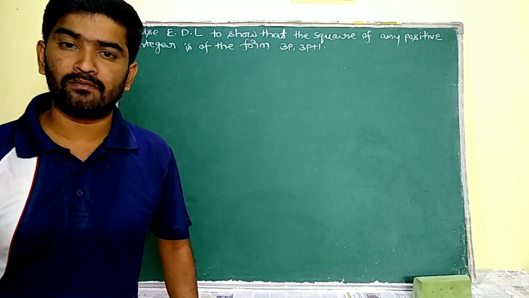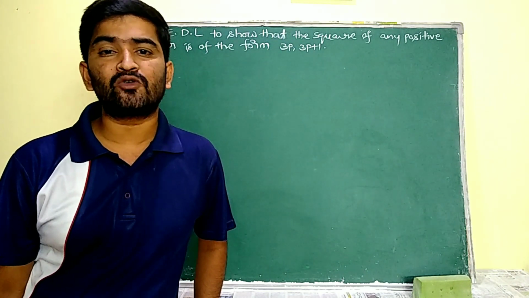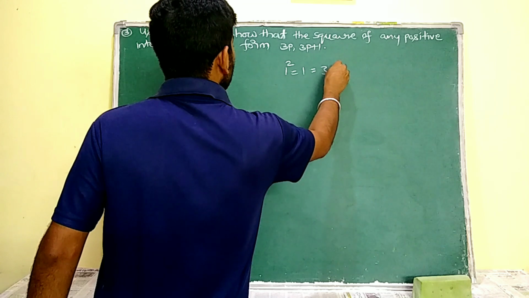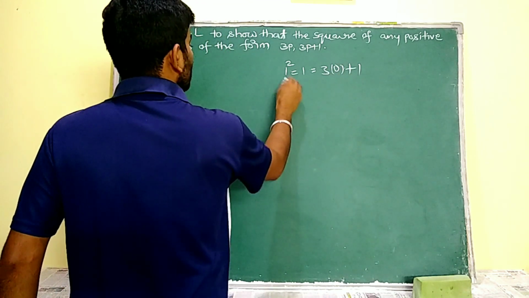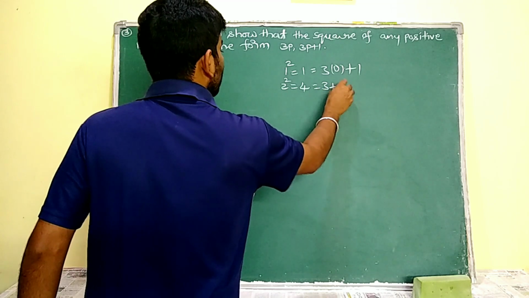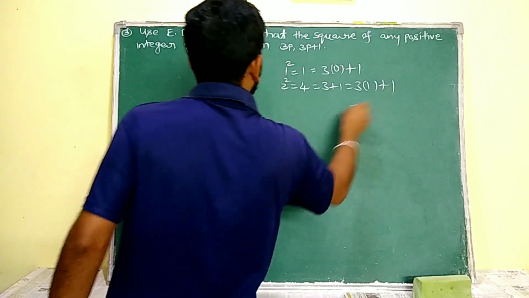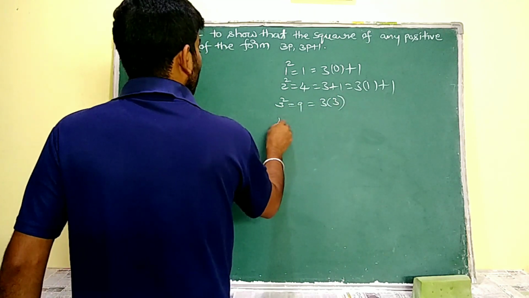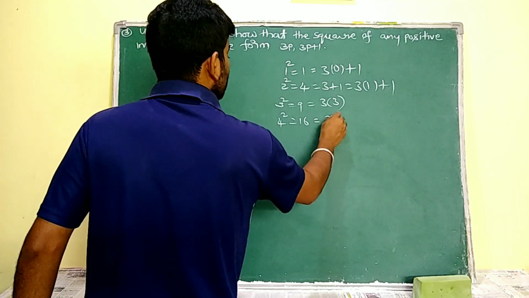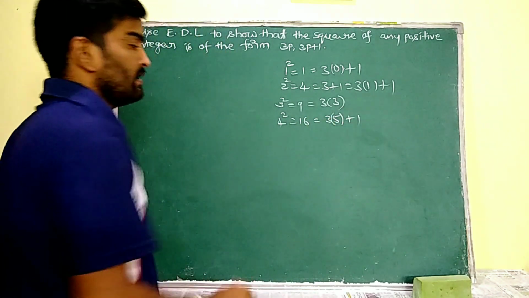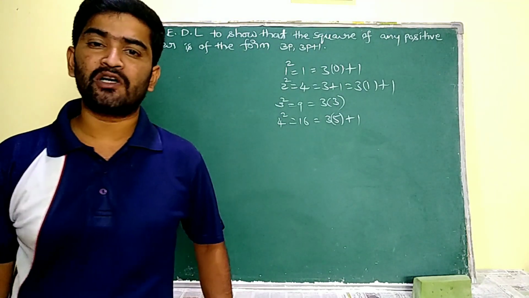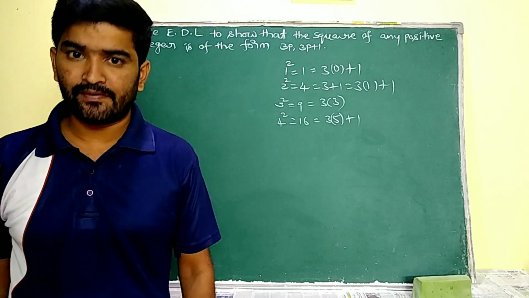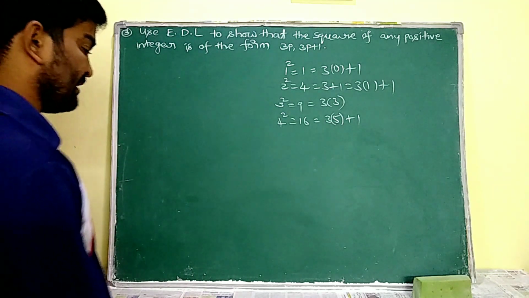For example, 1 square is 1, which is expressed as 3 into 0 plus 1. 2 square means 4, that can be expressed as 3 into 1 plus 1. 3 square is equal to 9, which can be expressed as 3 into 3. 4 square is equal to 16, which can be expressed as 3 fives are 15 plus 1. That means any positive square number is going to be expressed as 3p or 3p plus 1. But we have to prove this by using Euclid division lemma.